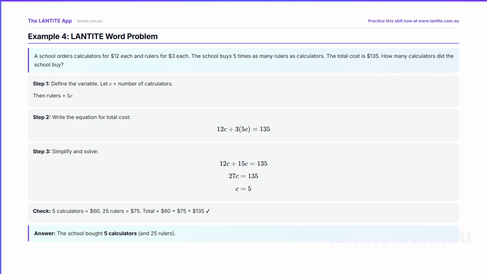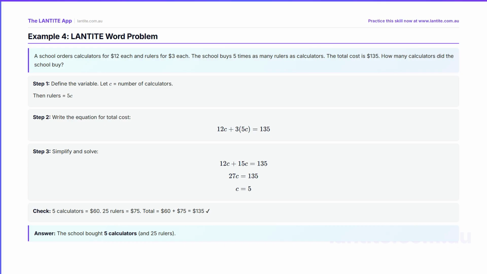Step 2. Write the cost equation. 12C for the calculators plus 3 times 5C for the rulers equals 135. Step 3. Simplify. 12C plus 15C is 27C. 27C equals 135. Divide both sides by 27 to get C equals 5. The school bought 5 calculators and 25 rulers.